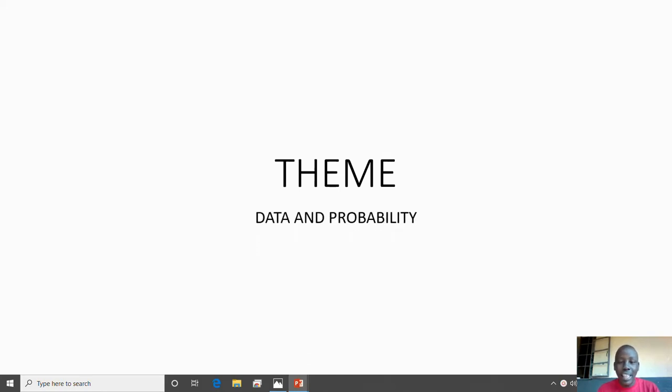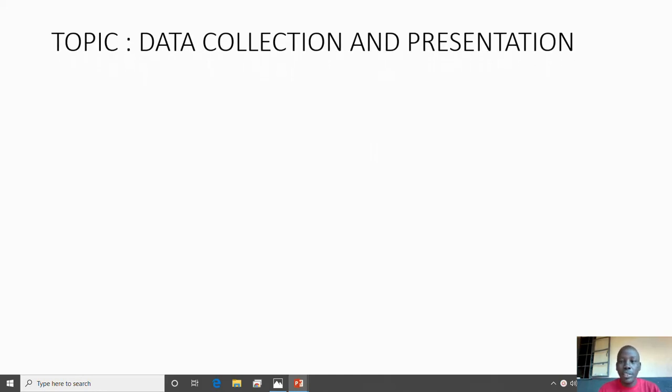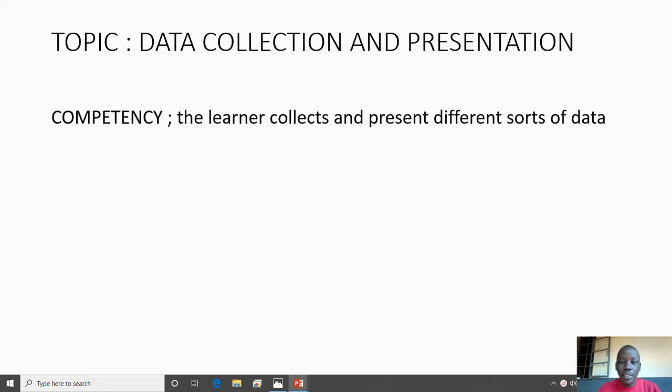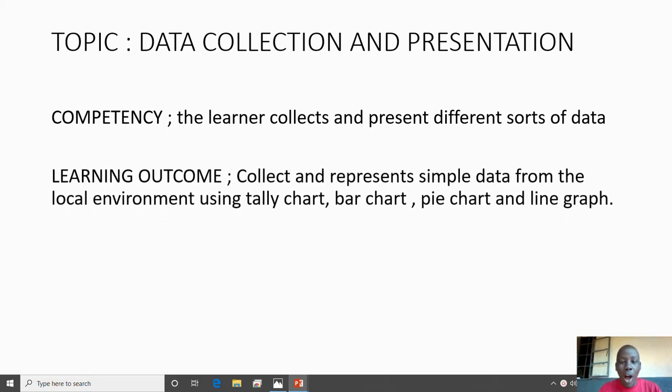The theme is data and probability. The topic is still the same: data collection and presentation. Our competence is still also the same: the learner collects and presents different sorts of data. Today our focus is going to be on the second learning outcome, which is collecting and presenting simple data from the local environment using tally chart, bar chart, pie chart, and line graph.